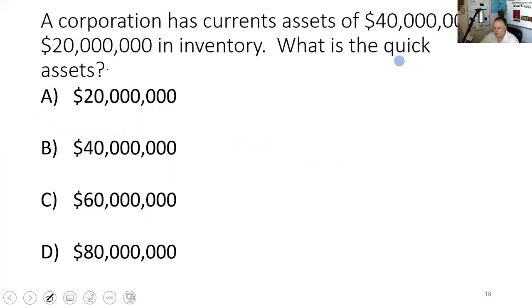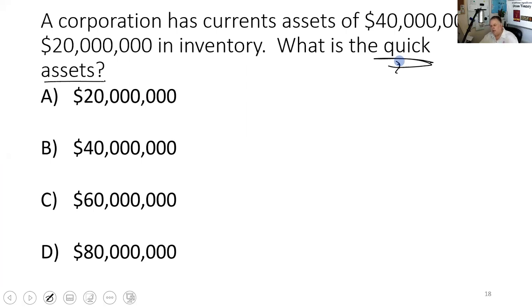So now I'm actually giving you a corporation. I'm telling you the corporation has current assets. Anyways, current assets of 40 million, inventory of 20 million. So listen, we don't want to have an inventory reduction sale. And so the quick assets of a corporation are the current assets without the inventory, less the inventory.